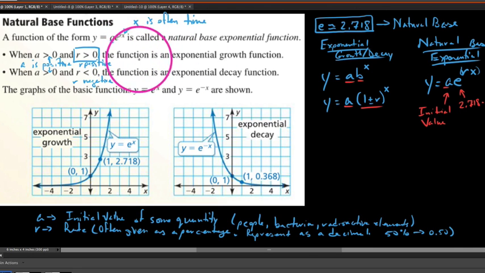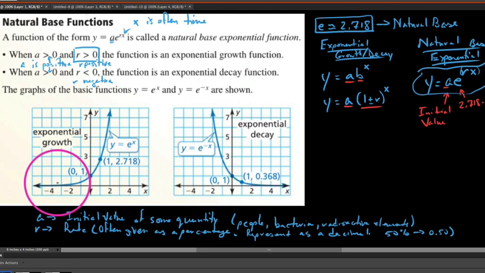But you'll notice where r is positive, we have an exponential growth function. And where r is negative, we have an exponential decay function. We could say that all natural base functions look like this. And we'll know if we have growth or decay just by looking at whether r is positive or negative. So the graphs of these basic functions, y equals e to the x and y equals e to the negative x, are shown here.